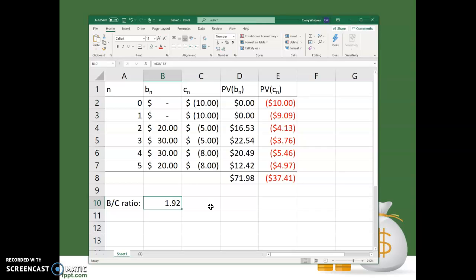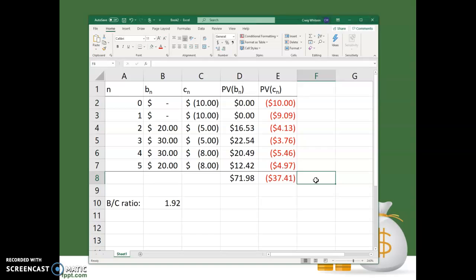So that indicates this is a good project, even at a rate of 10%. If we work at a company and our minimum attractive rate of return is 10%, we want all of the projects we invest in to make at least 10%. We can see that is going to be the case. This is a good project.